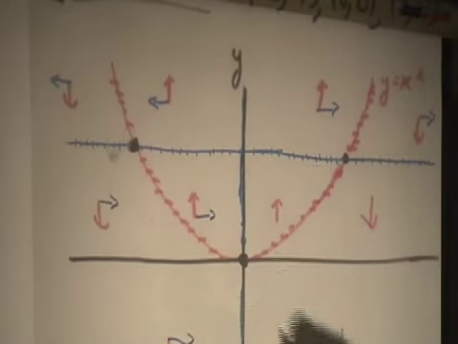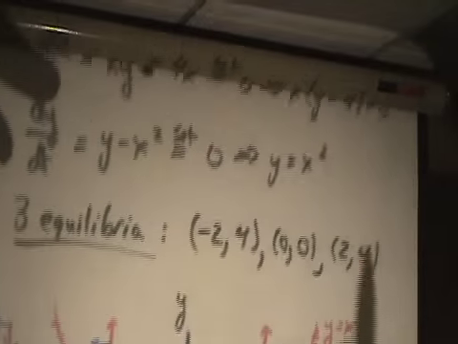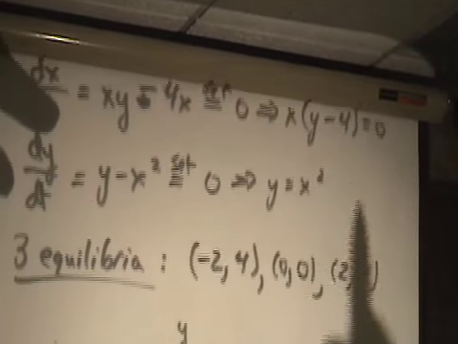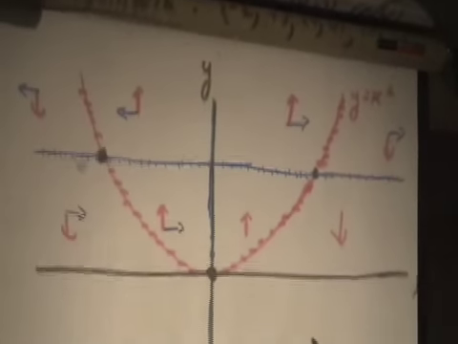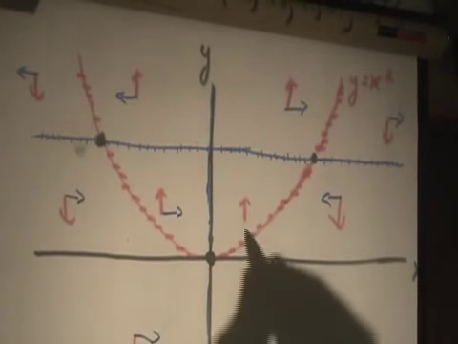And finally, when you're over here, x is positive and y is less than 4. You'll get a positive times a negative, overall giving you negative motion to the left.